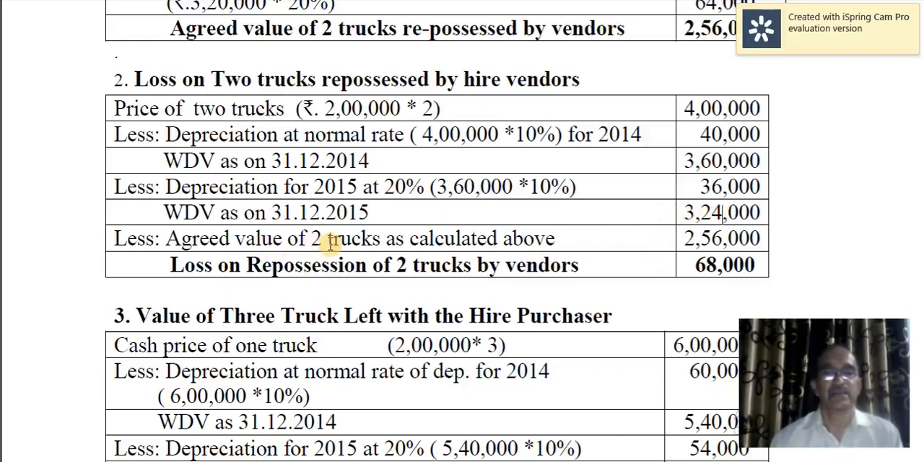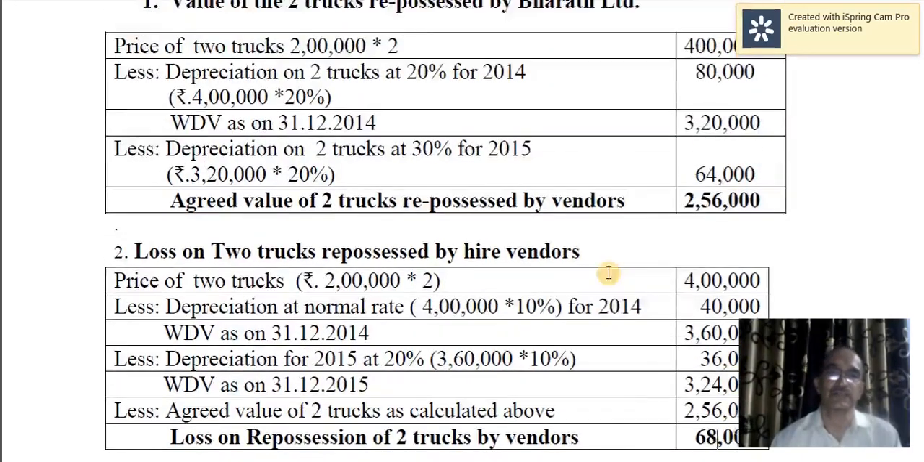So hire vendors repossess these 2 assets, and the agreed value is 2,56,000. As a result, there is a loss of 68,000. You need not provide a working note here because in trucks account the balancing figure will be 68,000. But to have a recheck, you can provide a working note, and therefore the loss which you incur on account of repossession of 2 trucks by hire vendors is 68,000.